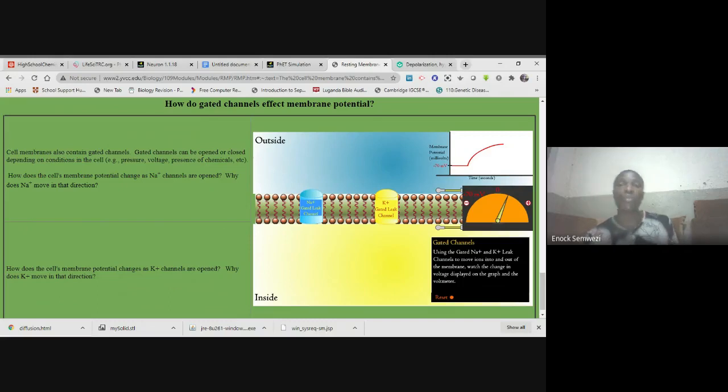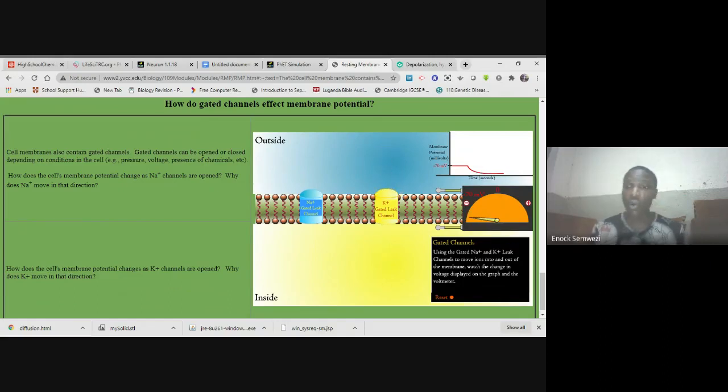So during depolarization of the membrane, it becomes more positive, or the potential difference starts rising from negative 70 millivolts, negative 50 millivolts, positive 30 millivolts. So that's how it changes. However, when the potassium gated channels open, you find that potassium ions move out and the membrane becomes more negative.